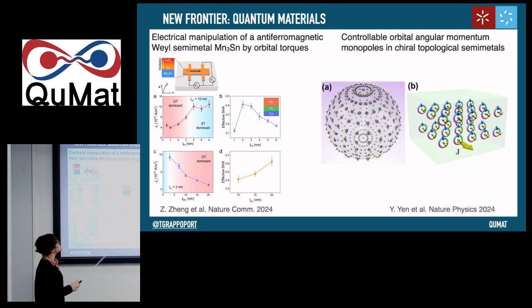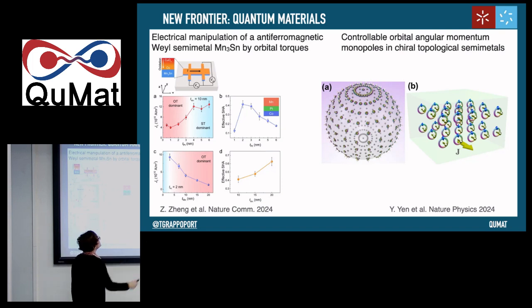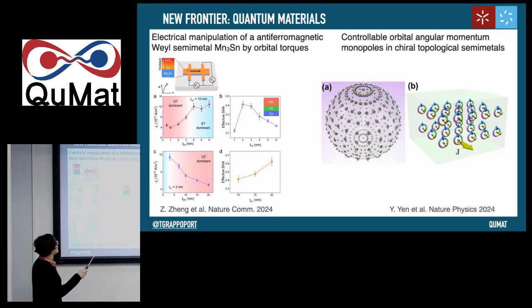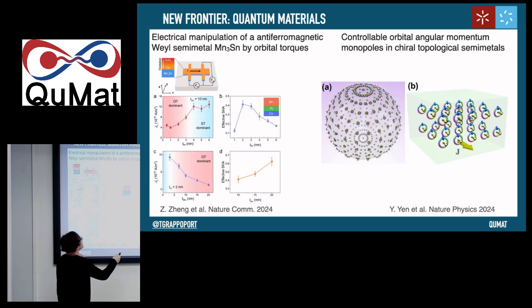Okay, and this is because the generation of these orbital currents is more efficient than spin ones. This is what they claim with it. Also, there is another paper using ARPES to show that in a chiral topological semimetal, if you look at the Weyl nodes in k-space, around them you actually have orbital angular momentum monopoles.